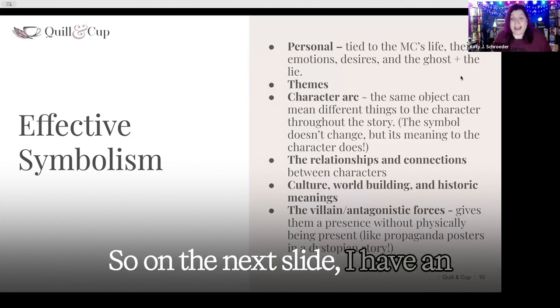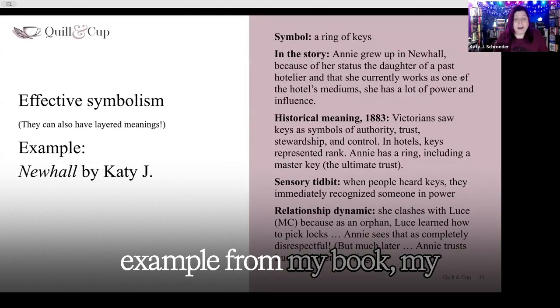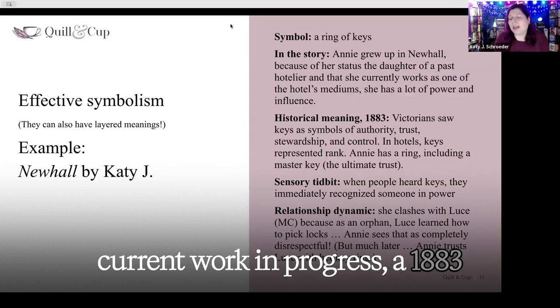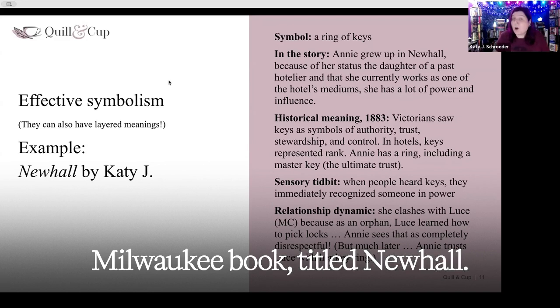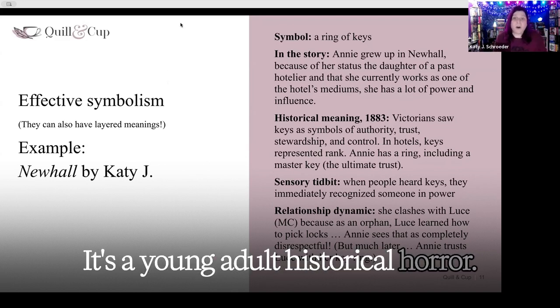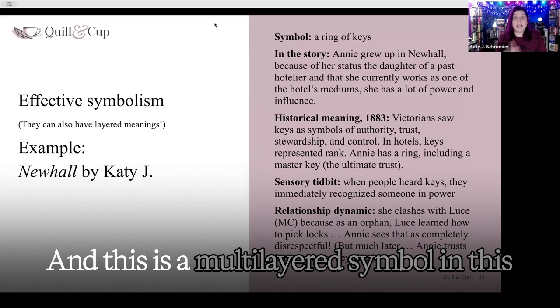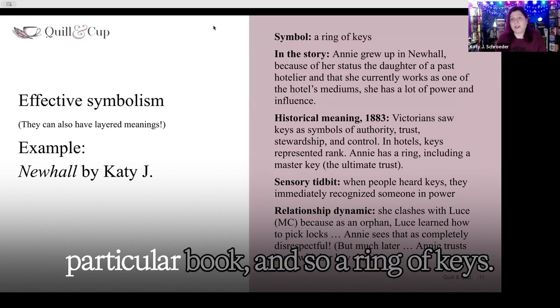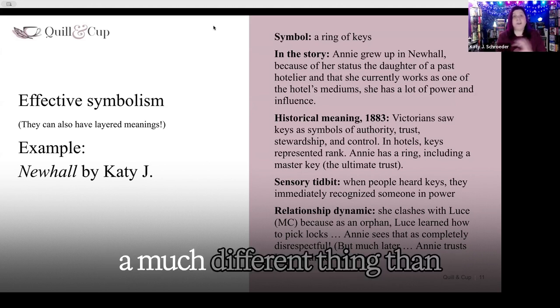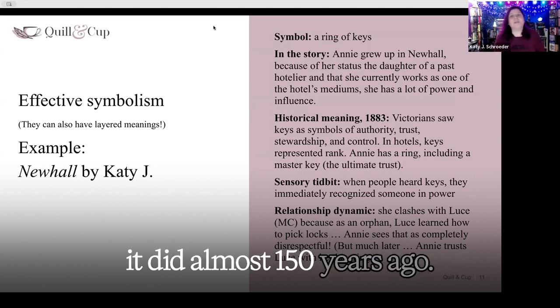So on the next slide, I have an example from my current work in progress, an 1883 Milwaukee book titled Newhall. It's a young adult historical horror. And this is a multi-layered symbol in this particular book. A ring of keys. In this day and age, keys mean a much different thing than they did almost 150 years ago.